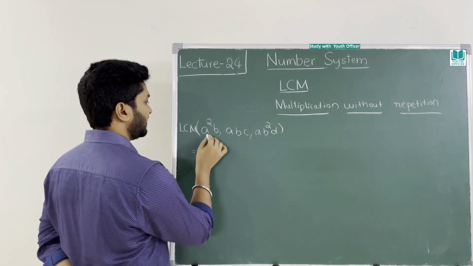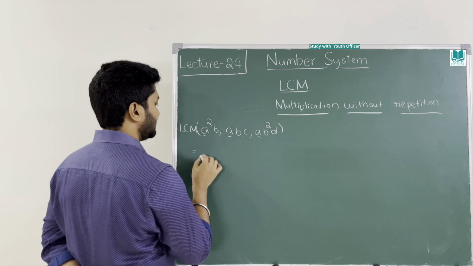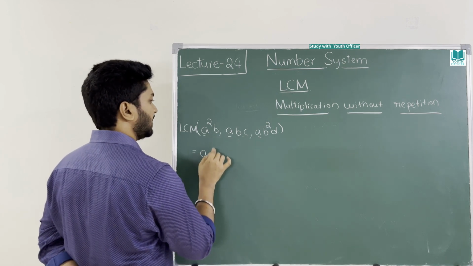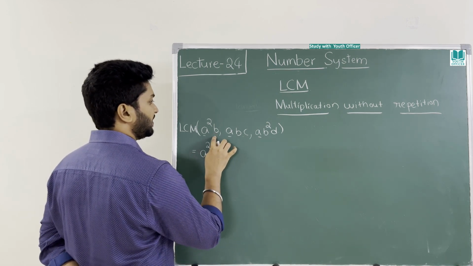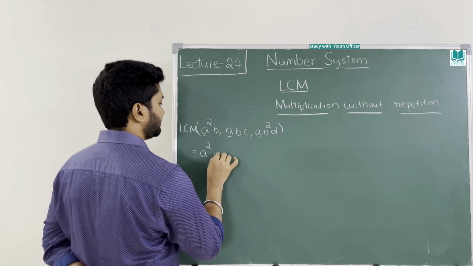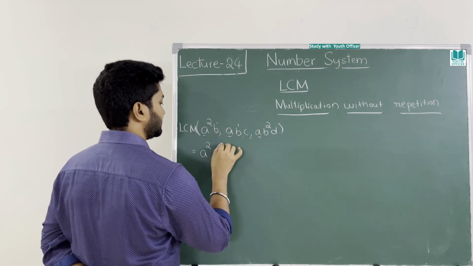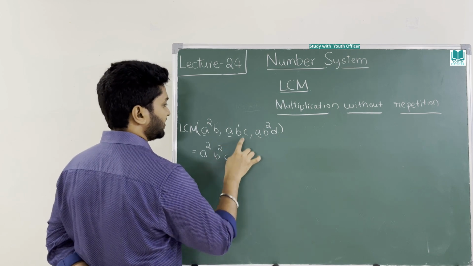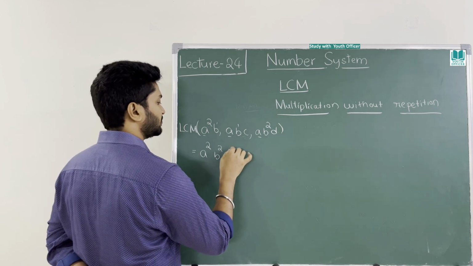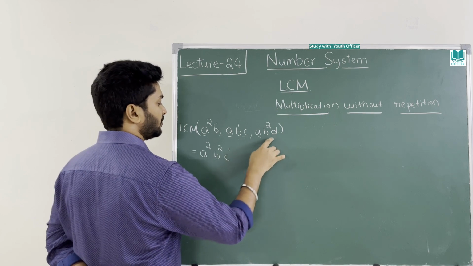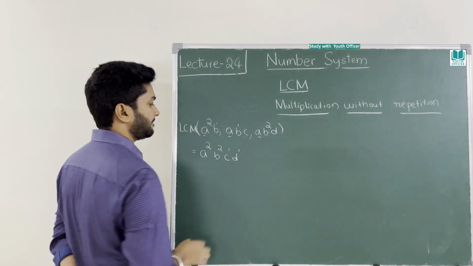the direct answer will be A is there. Highest power of A is A square. B is there. B highest power is B square. Here 1, here 1. So B square. C highest power is C only here. So C highest power will be 1. D only here. D power 1.